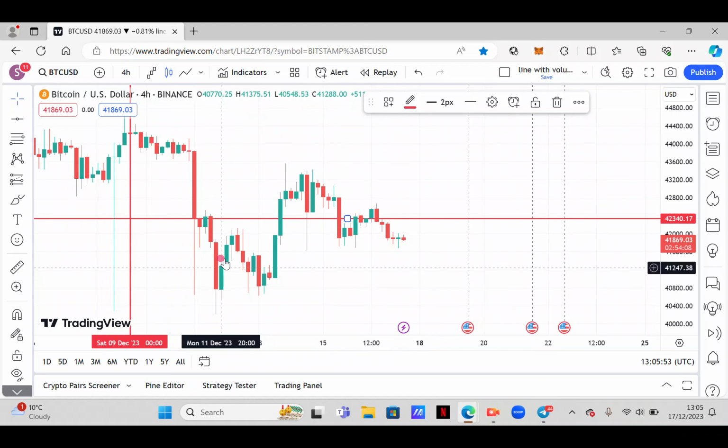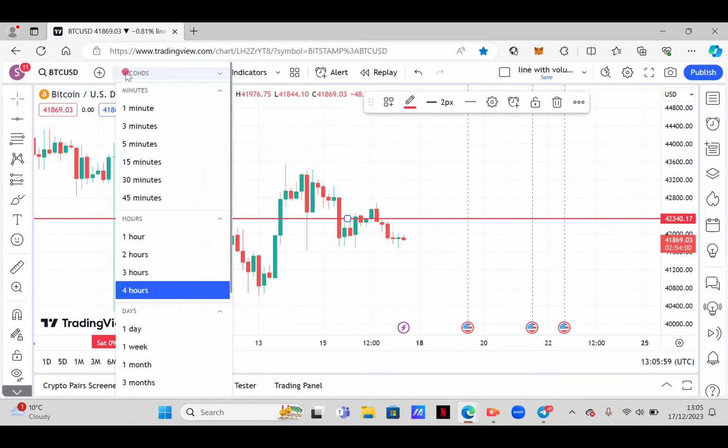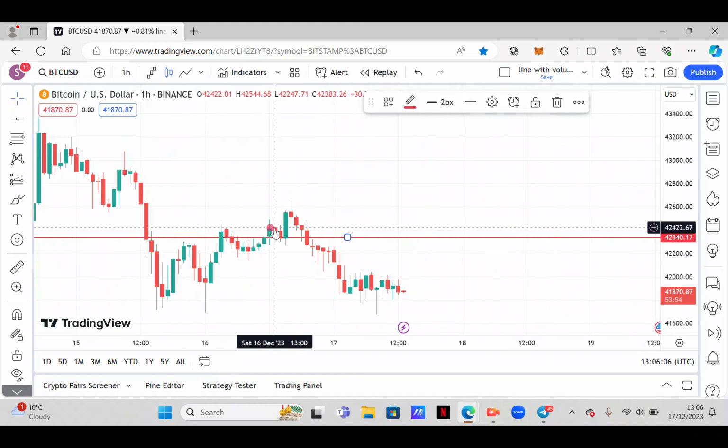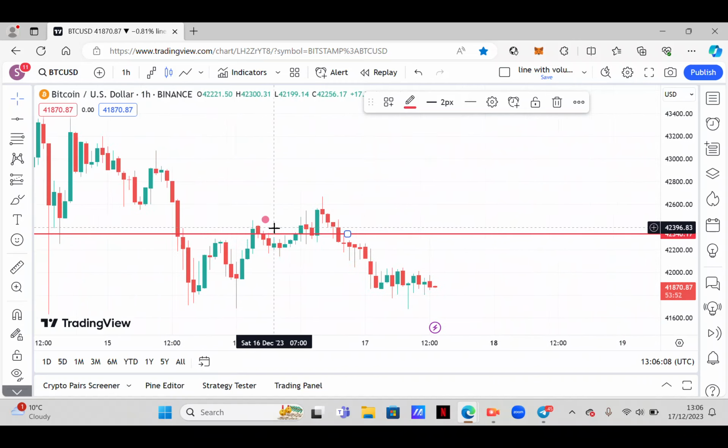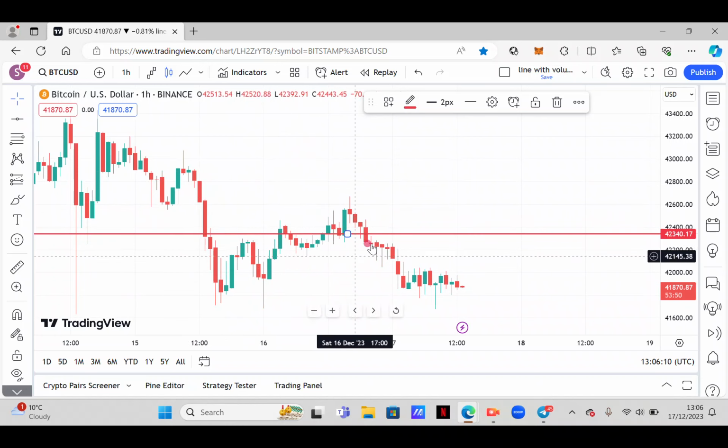When we see this, let's go back here. When you go on 4 hours or lower time frames, it becomes a bit complicated to understand, but you can have an understanding and then you can draw your own lines and so on. So here we go on 1 hour. On 1 hour, a lot more movement.